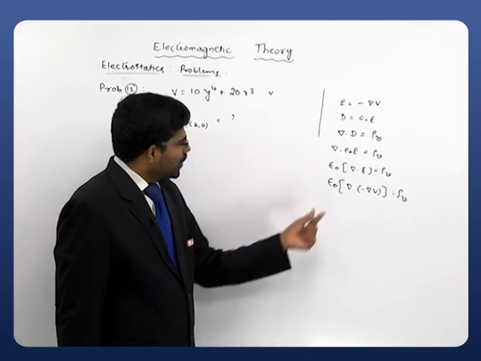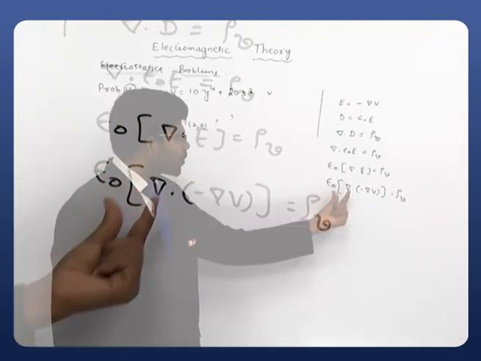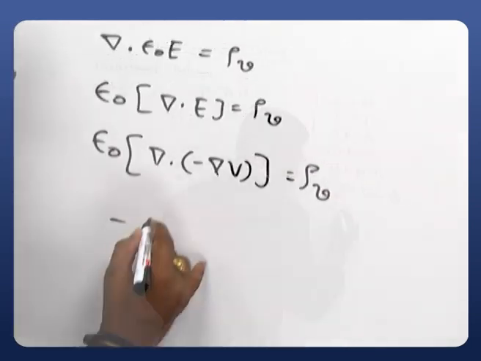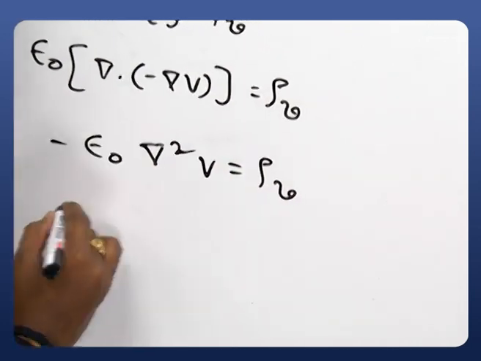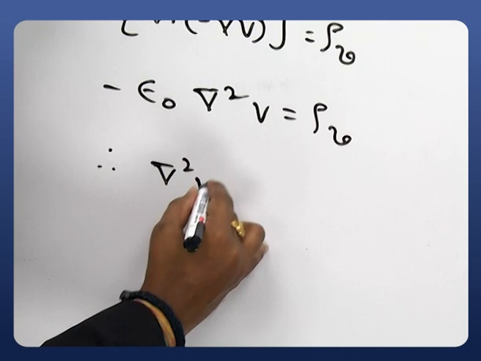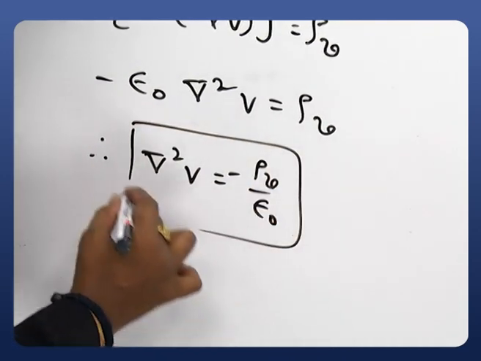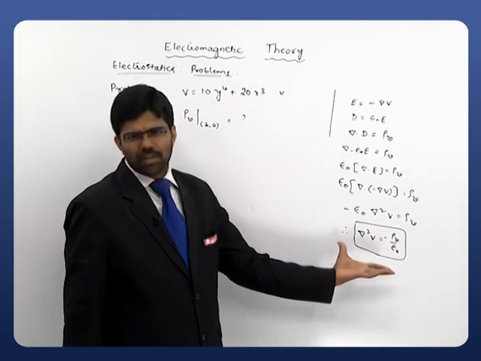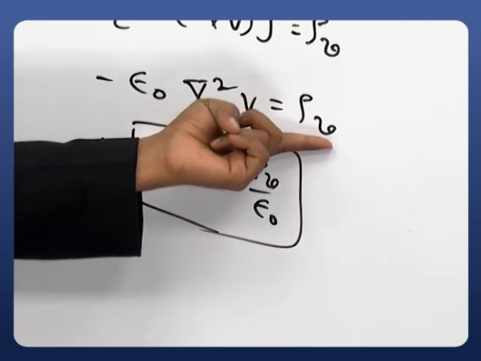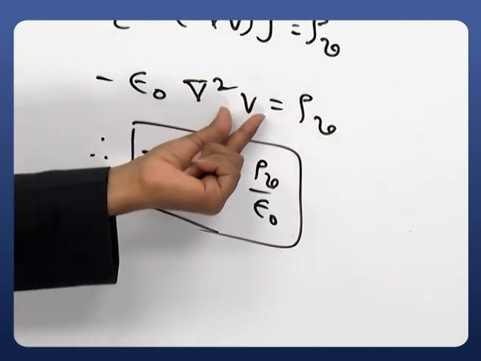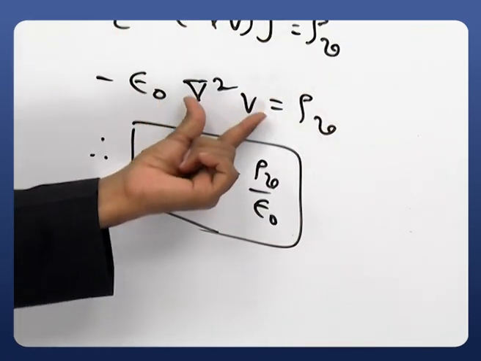So del dot del V, you can directly replace with del square V, and the negative sign comes this side: minus epsilon naught del square V is equal to rho V. Therefore clearly del square V is equal to minus rho V by epsilon naught. This is one of the relations we are supposed to remember, but we must stop here. That is, the total volume charge density can be obtained from potential using this simple relation, that rho V is equal to minus epsilon naught times del square of V.